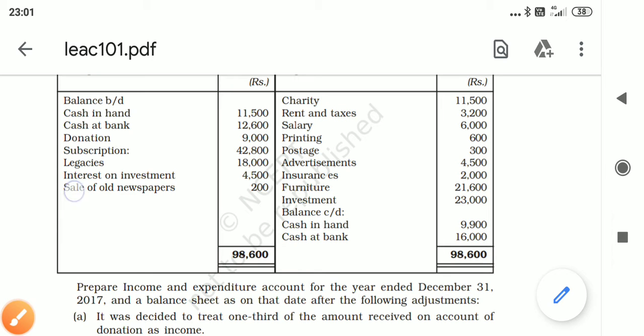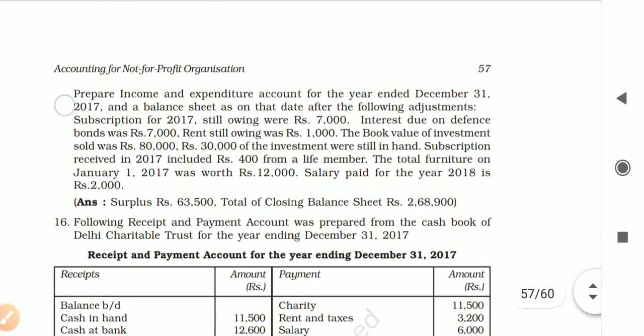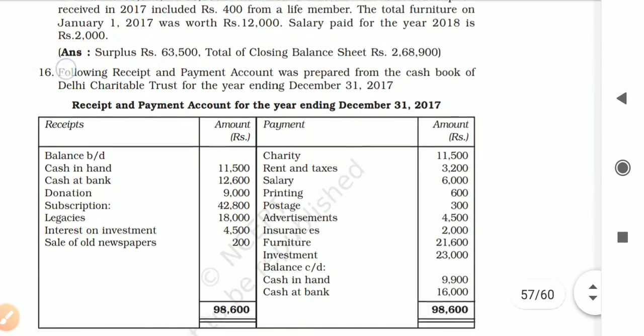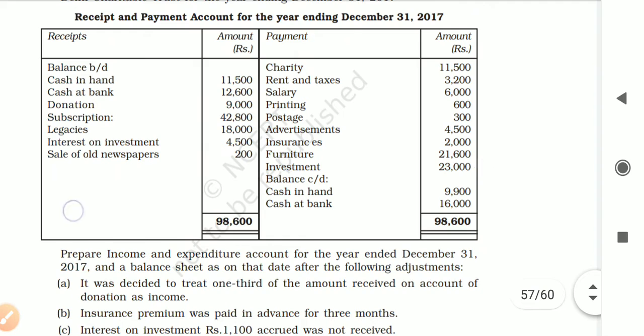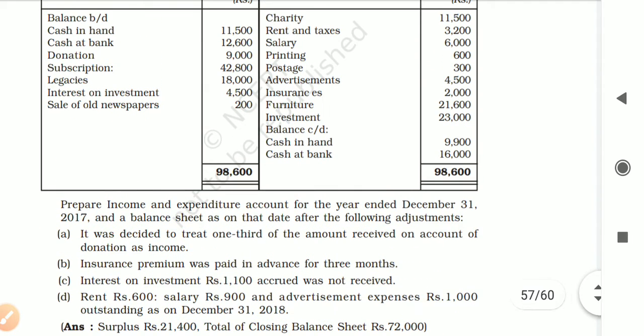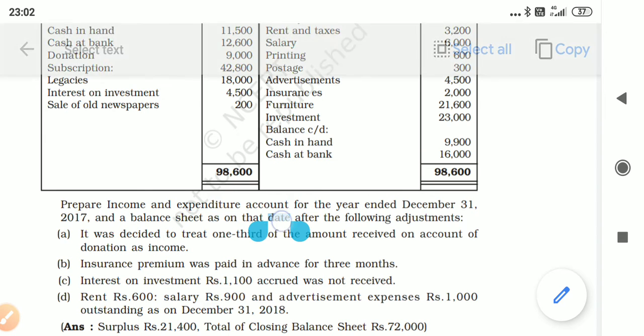Okay students, this is a small video, question number 16, NCERT NPO, page number 57. The following receipts and payment account was prepared from the cash book of Delhi Charitable Trust for the year ending December 31st 2017. So December 31st 2017 is the current year in the books of Delhi Charitable Trust. You have to prepare the income and expenditure account for the year ending 31st December 2017 and the balance sheet.